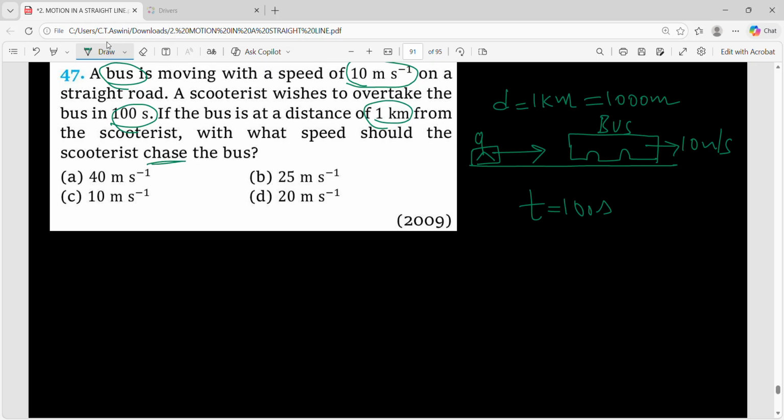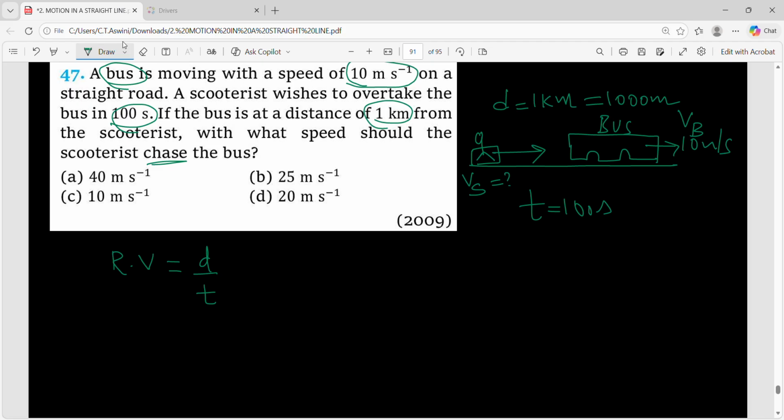With what speed should the scooterist chase the bus? That means you have to find the speed of the scooterist. Let me denote it as Vs, and this is Vb, the velocity of the bus. Have you understood the scenario here? Bus speed is given. You have to find the scooterist speed. Time is given. Distance is given. So what shall we take? Velocity is equal to displacement upon time, right? But what will you do here? You have to take relative velocity. It's not simply velocity now, it's relative velocity.